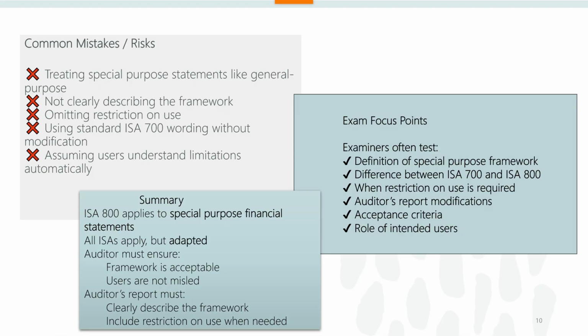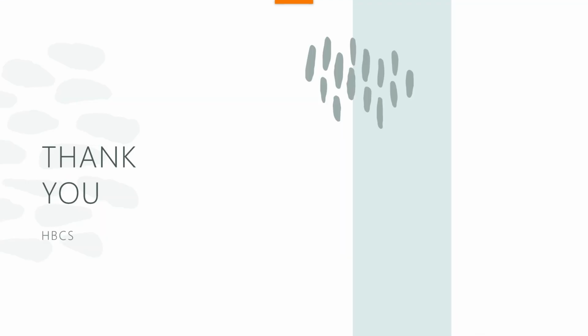The summary of our lecture: now we are going to conclude. ISA 800 applies to specific purpose financial statements. All ISAs apply but they must be adapted. The auditor must ensure the framework is acceptable and users are not misled. The auditor's report must clearly describe the framework and include the restriction on use when required. I hope you are able to understand ISA 800.